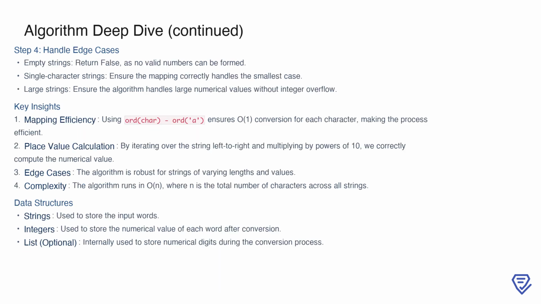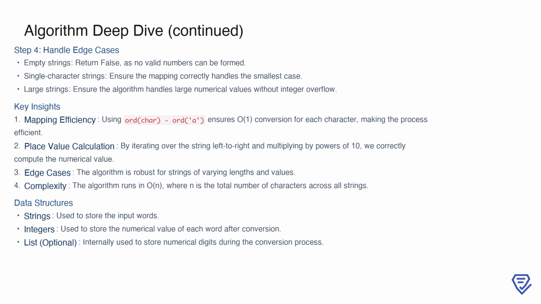To ensure the algorithm works correctly in all scenarios, we need to address edge cases. For instance, if any of the input strings are empty, we return false, as no valid numeric value can be formed. For single character strings, we need to ensure the mapping function properly handles these minimal cases. Additionally, the algorithm should be designed to handle large strings efficiently, avoiding issues like integer overflow when the numerical values become very large. There are also some key insights to note about the algorithm.